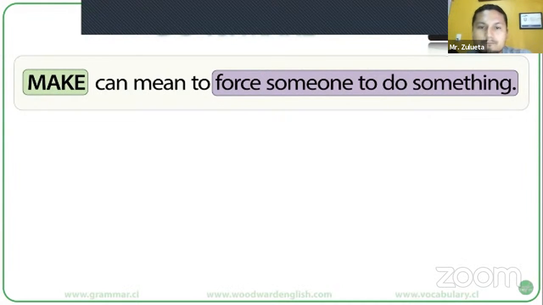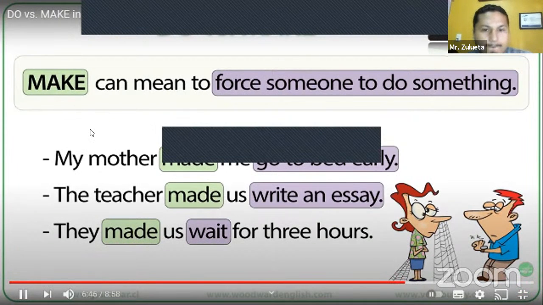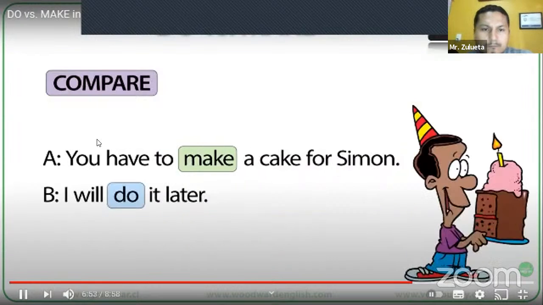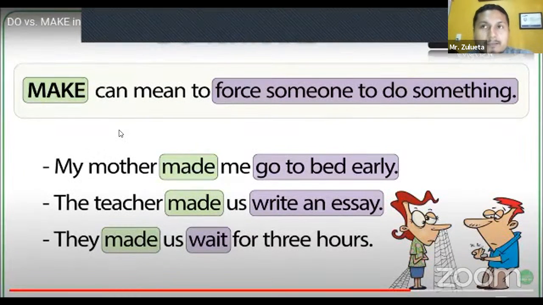Make can mean to force someone to do something. My mother made me go to bed early. I was forced to go to bed early by my mother. The teacher made us write an essay. They made us wait for 3 hours. Make me do it. It's an English expression, okay? It's an English expression which will help you become a good English speaker.